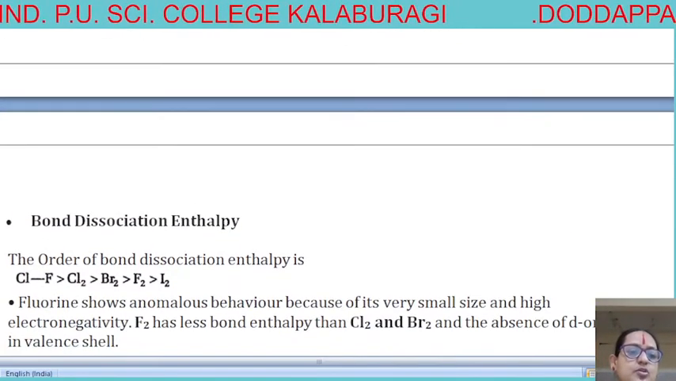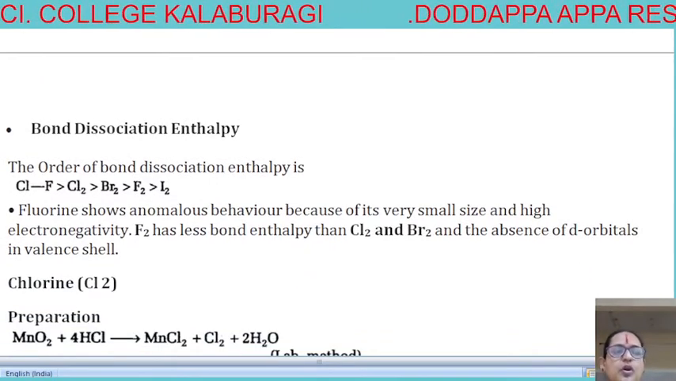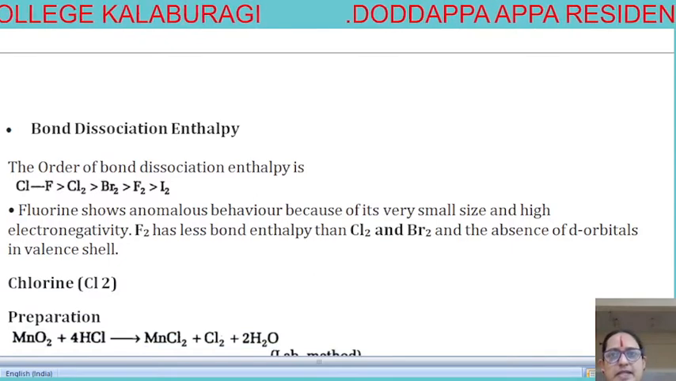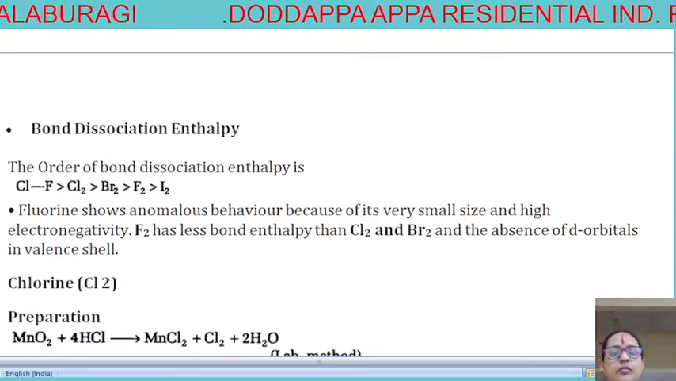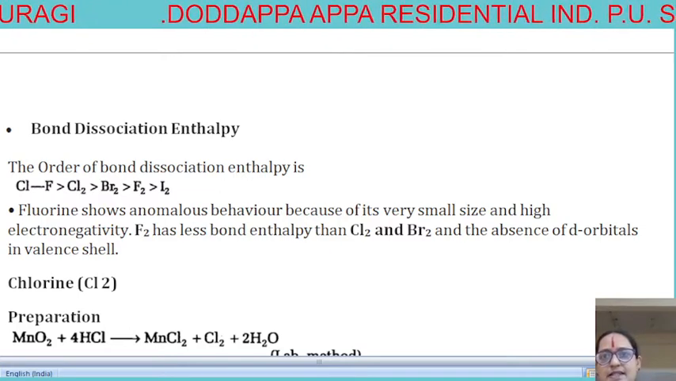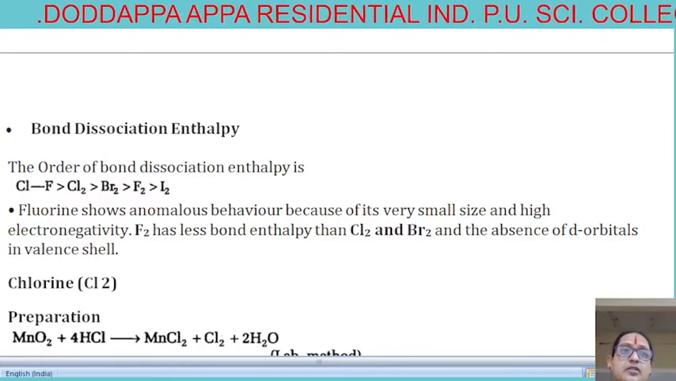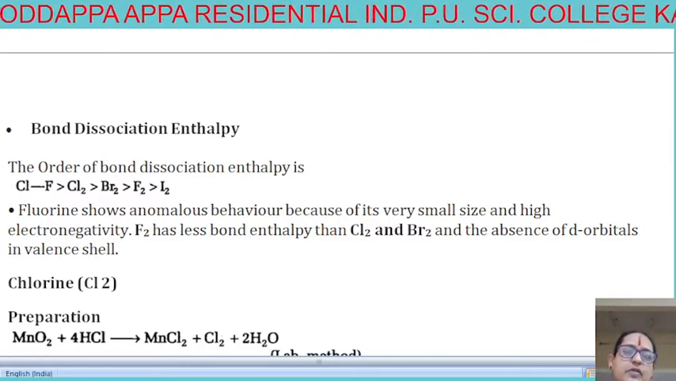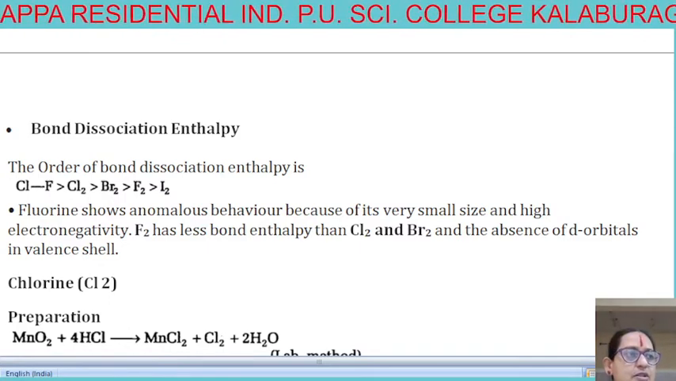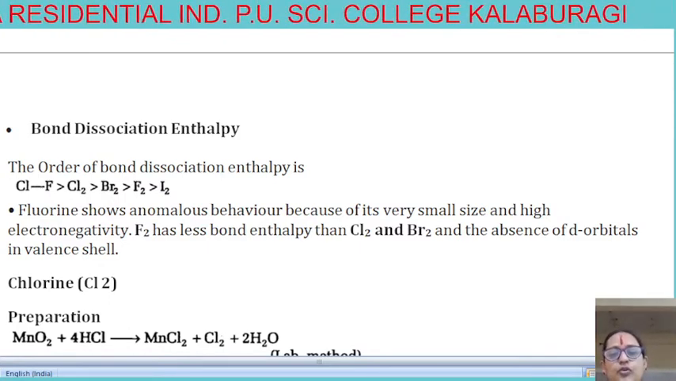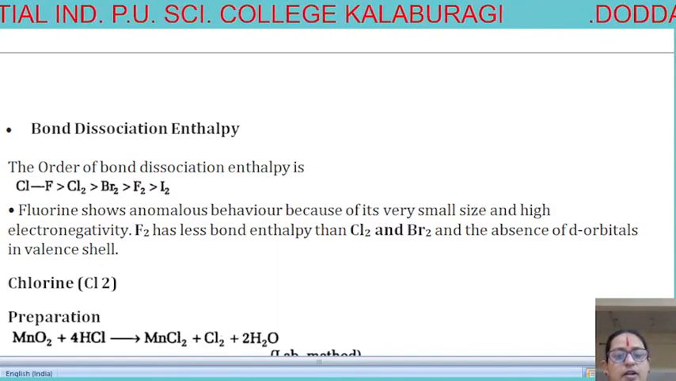Next is bond dissociation enthalpy. Here, as we go down the group, bond dissociation enthalpy should decrease, which means breaking fluorine should be difficult. As the atomic size increases as we go down, bond dissociation enthalpy should decrease. But here there is a variation between fluorine and chlorine. Fluorine should have higher bond dissociation enthalpy, but it is not so. Why? Because fluorine has the smallest size.